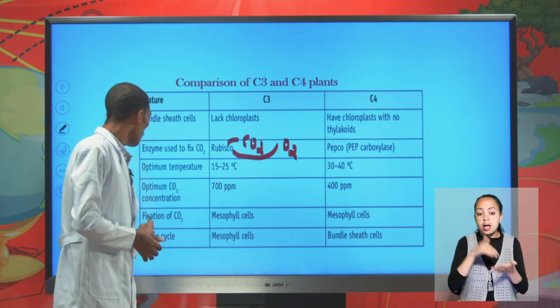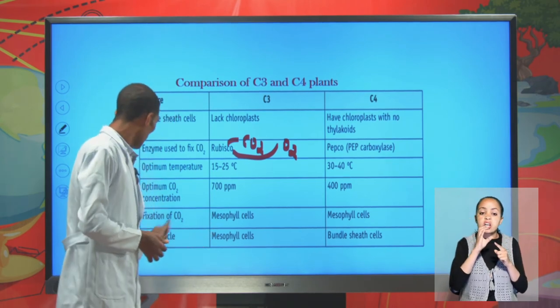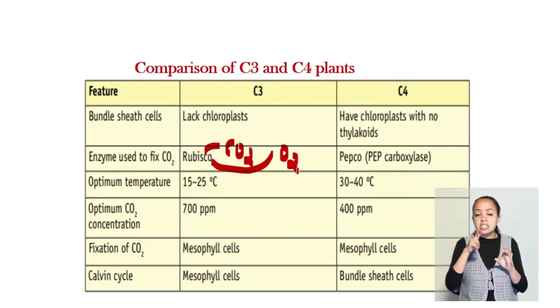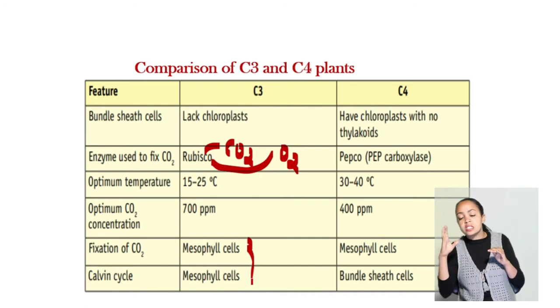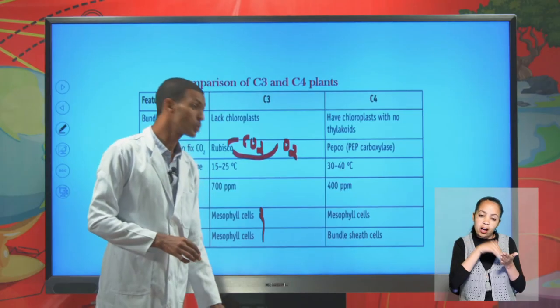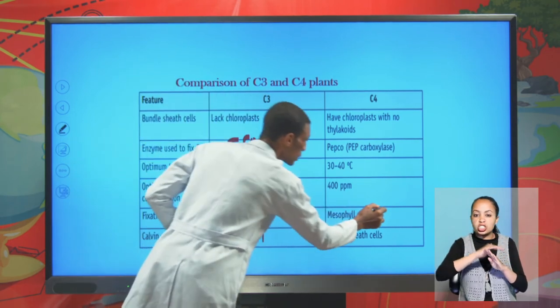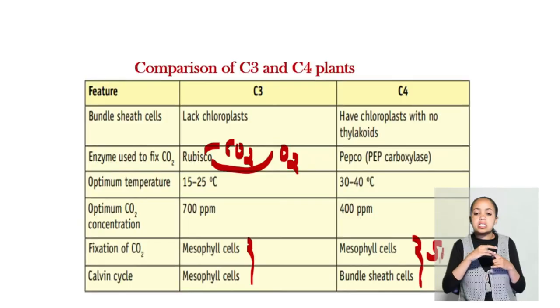Here again, both fixation of carbon dioxide and the Calvin cycle in C3 plants take place in the mesophyll cell. Whereas in C4 plants, fixation of carbon dioxide takes place in the mesophyll cell, and the Calvin cycle, the production of sugar, takes place within the bundle sheath cell. By that, we say this is spatial separation of the Calvin cycle and the fixation of carbon dioxide.